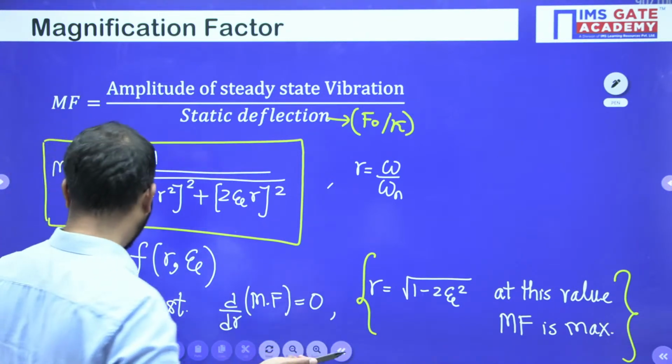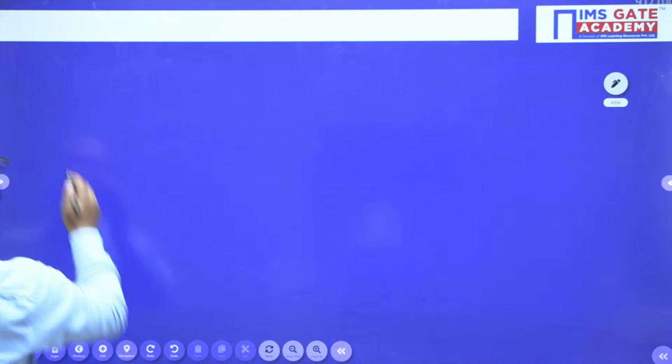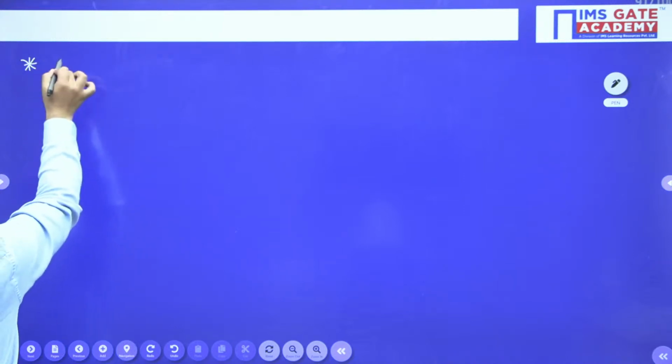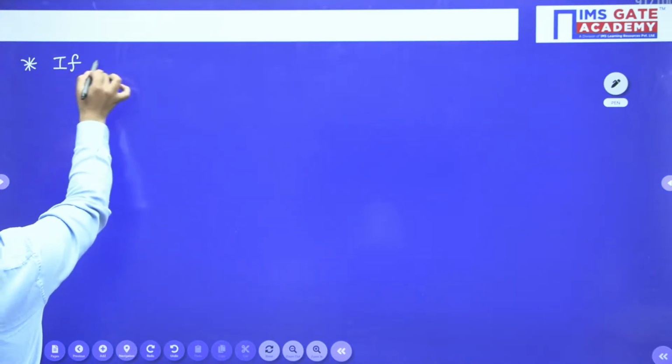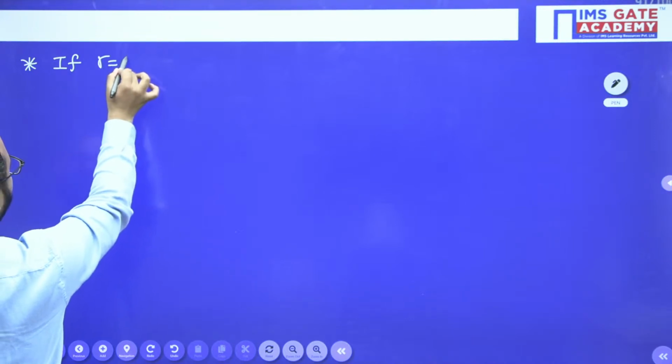Okay, now I think you have heard about the resonance condition, no? So what will happen at the resonance condition? R equals to 1 is what? The resonance condition only.